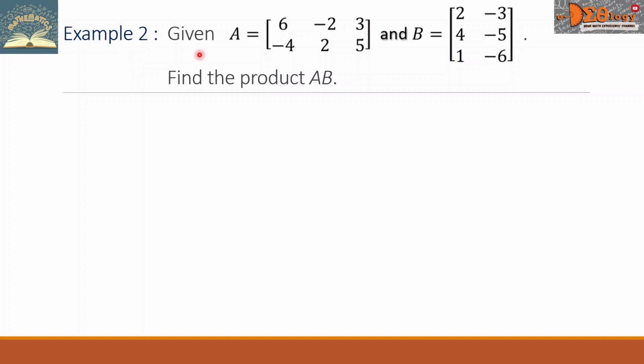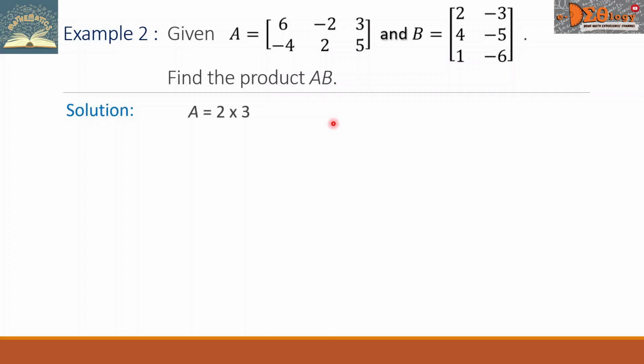Example 2. Given matrix A with elements 6, negative 2, 3, negative 4, 2, 5, and matrix B with elements 2, negative 3, 4, negative 5, 1, negative 6. Find the product AB.